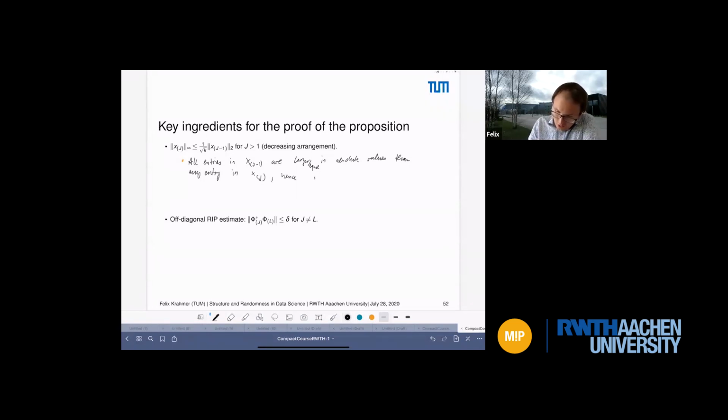Hence, also larger or equal than the largest absolute value of xj, which is just the infinity norm. So when it's larger than any entry, it's also larger than the infinity norm. And that is to say, xj infinity.